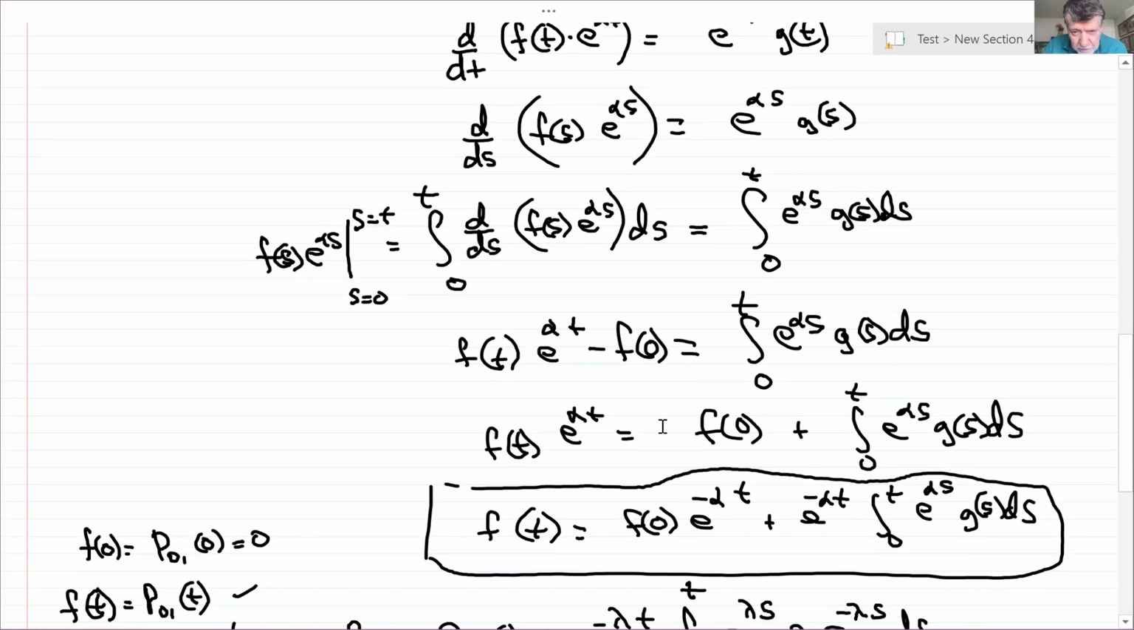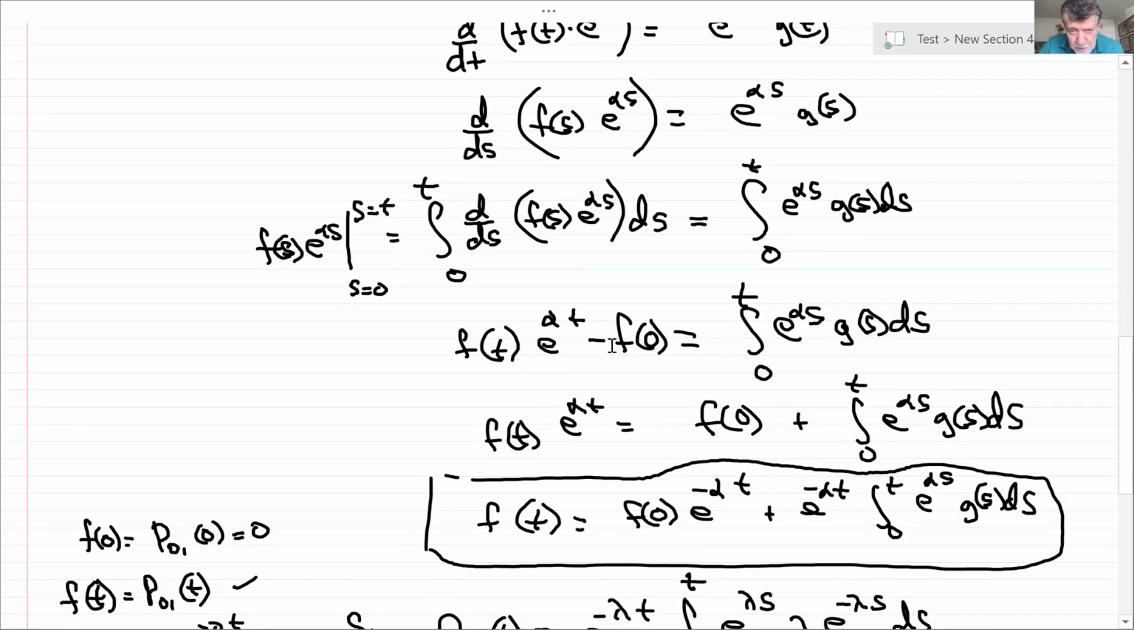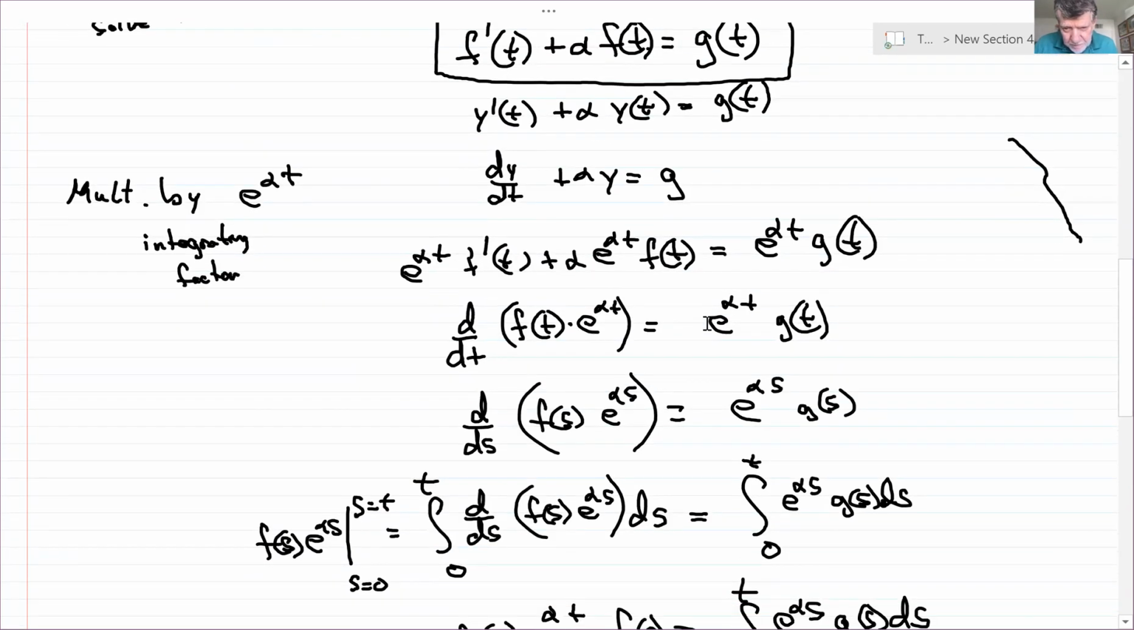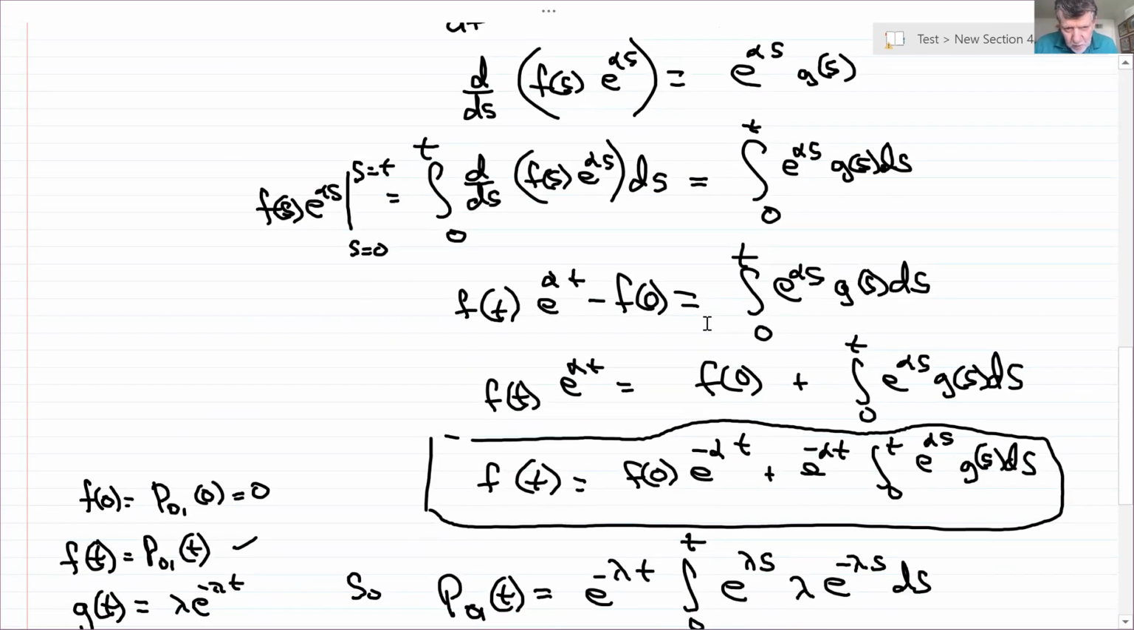So you've got this equation here. You swing the f of 0 to the right side, which is done here to here. And then you multiply through by e to the minus alpha t. That gets rid of this on the left side. And here, when you multiply by e to the minus alpha t, it just appears in the first term. And here it appears in front of the integral. You circle this and you are done. This is a solution of this linear constant coefficient differential equation up here.